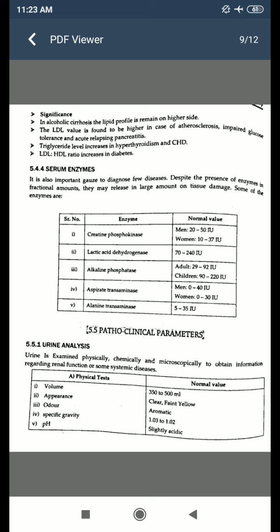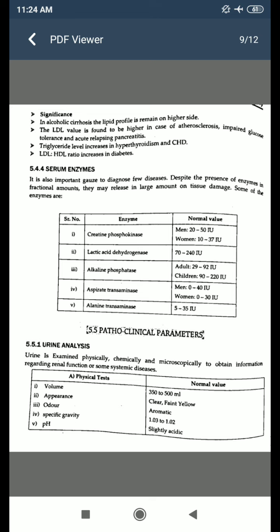Now I will start today's part of this chapter, pathoclinical parameters. Now see first urine analysis. Urine is examined physically, chemically and microscopically to obtain information regarding renal function or some systemic disease. First, physical test, second, chemical test and microscopic test.